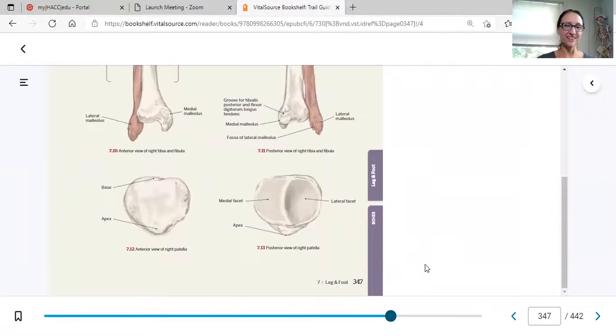And then we have a little bit of landmarks for the patella. It's kind of shaped like a heart, I think. So the base is the top, which is odd, and the apex is the bottom part of the heart. And on the posterior side, you have a medial facet and a lateral facet. The word facet means face, little face. That's all that means. Perhaps you know that word from jewelry, like facets on a diamond or gem. Again, it's the same kind of thing. Facet just means little face.